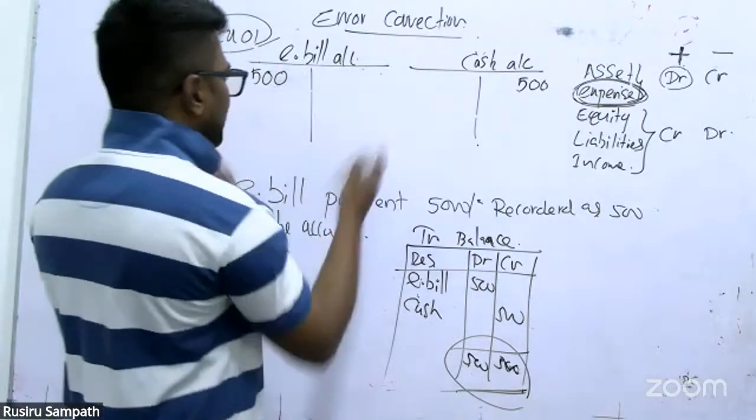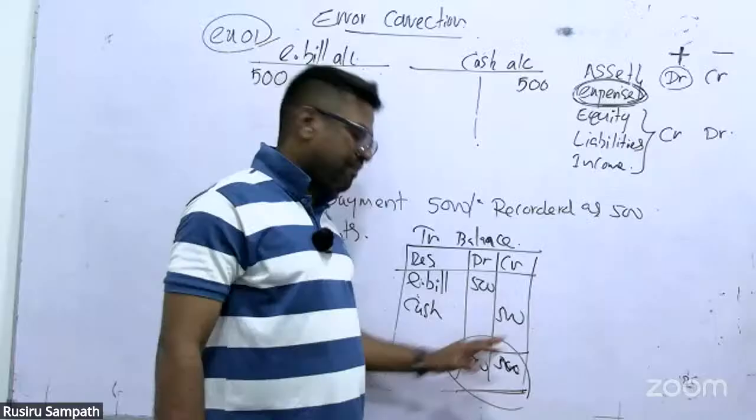Then how to rectify this error? Some errors affect the agreement of trial balance, but this error does not affect the agreement of trial balance.